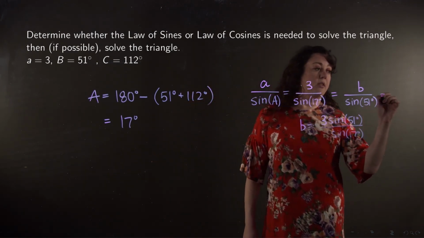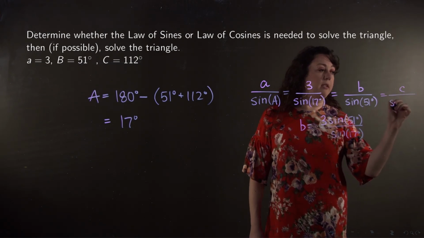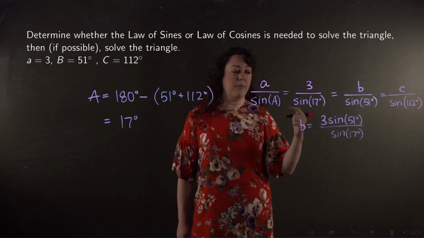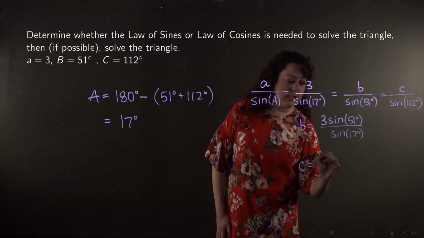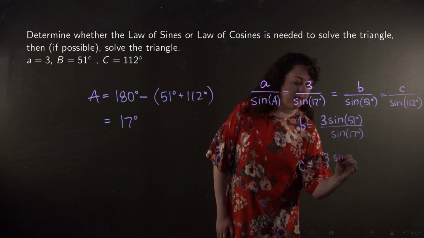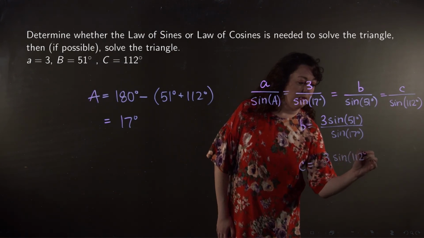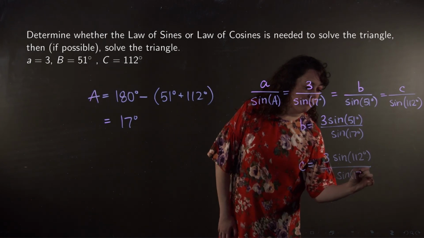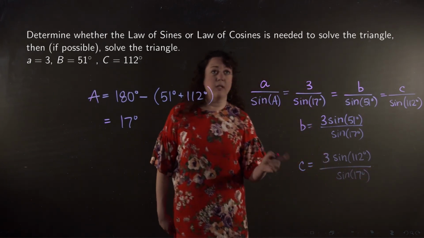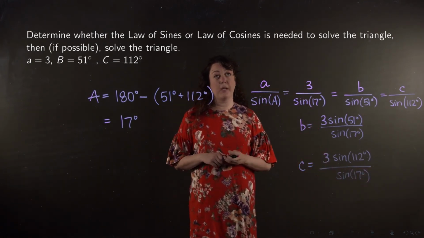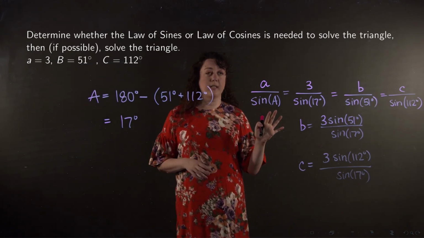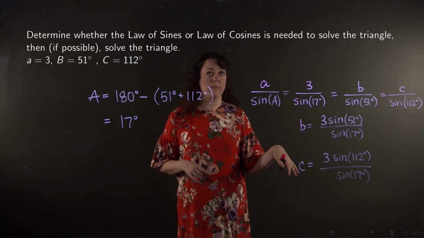Side length c is going to look really similar. It's just that our angle is 112 degrees instead of 51, which means when I multiply across, little c is going to be 3 times sine of 112 over sine of 17. If you need to convert those to decimals just so you get a picture of what this triangle looks like, you can. But we need to leave them as exact as possible. So I'm going to leave them in these forms.